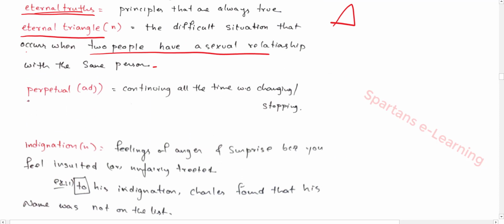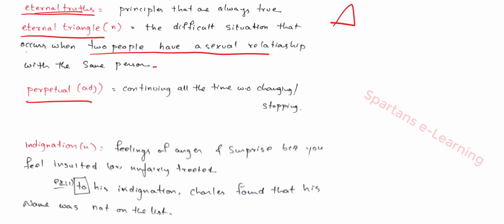Now, perpetual. Perpetual is an adjective. Perpetual means continuous all the time without changing or stopping. Pervasive means existing everywhere. Similarly, perpetual means continuing all the time without changing or stopping. Perpetual means ever running, okay.